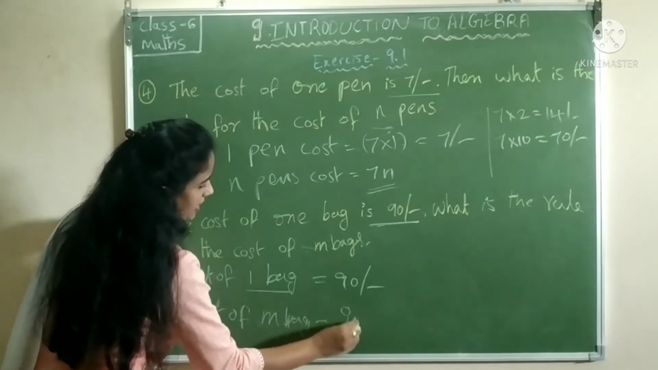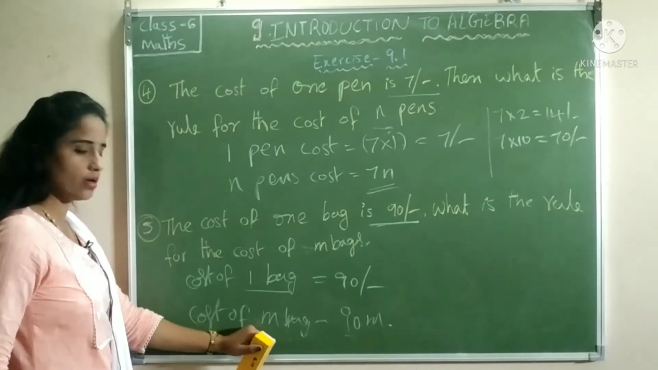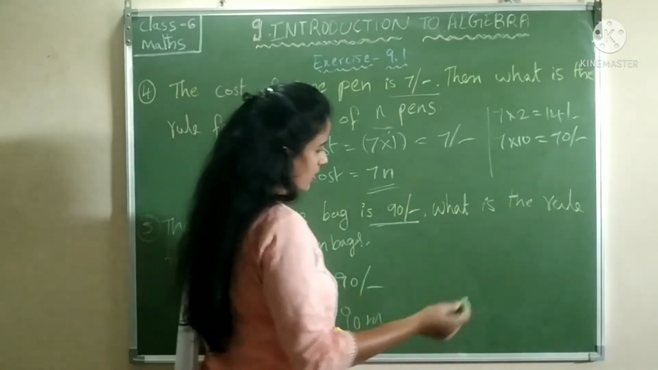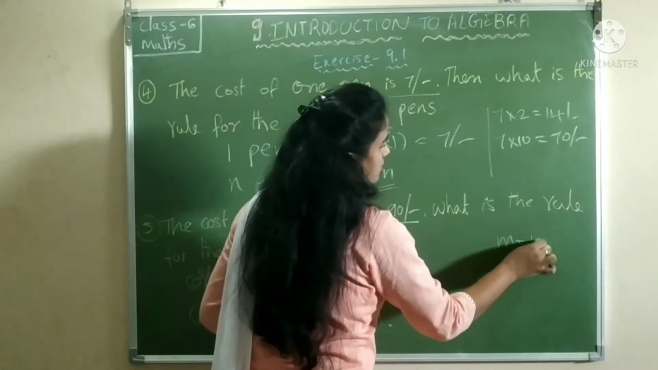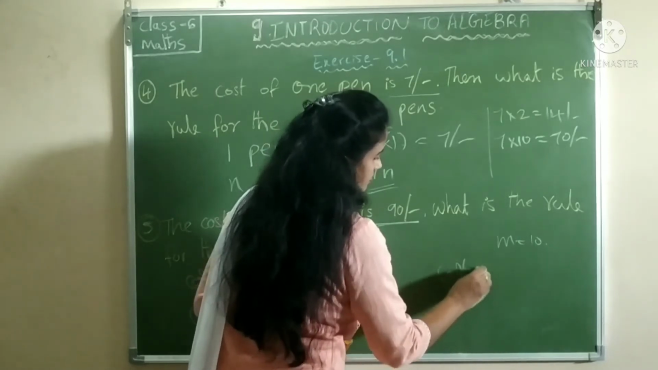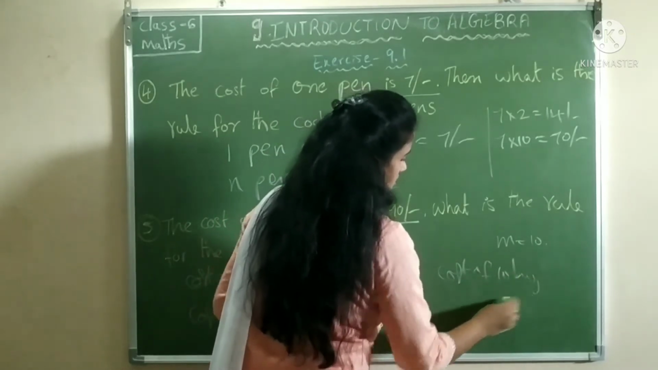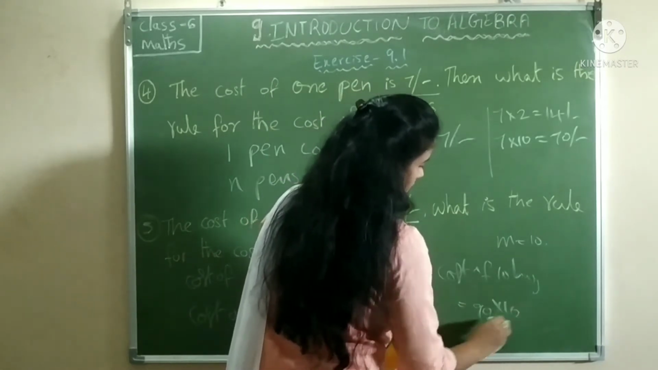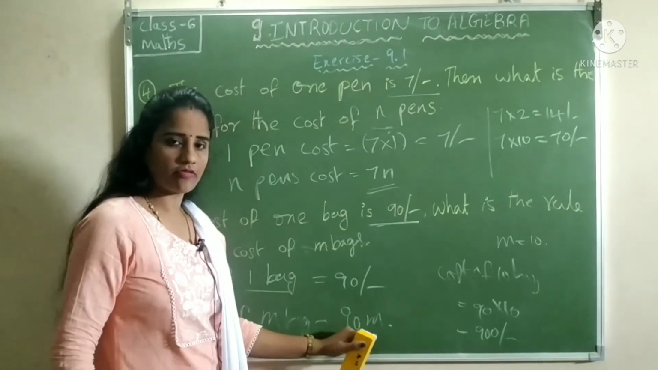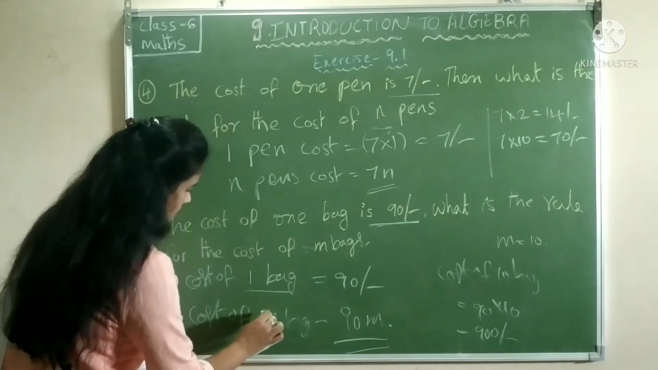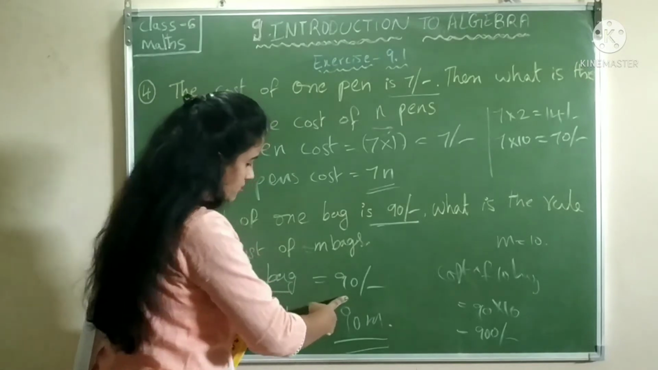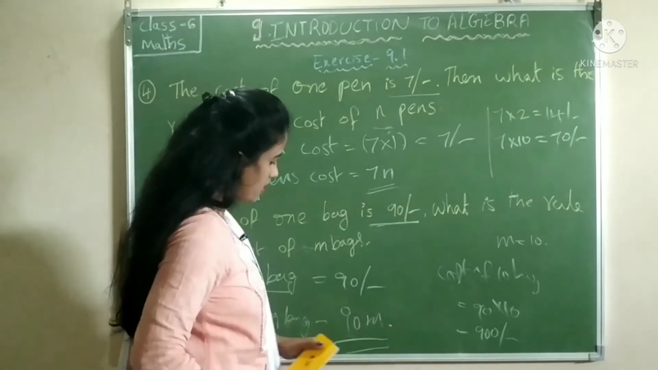Here 90 m. Same. Suppose we don't know how many bags you required. Suppose you required 10 bags, M is equal to 10 bags. Then the cost of 10 bags is equal to 90 into 10, 900 rupees. We don't know how many bags you required, so that is 90 m. M bags cost is equal to 90 m. One bag cost is 90 rupees, then m bags cost is 90 m.